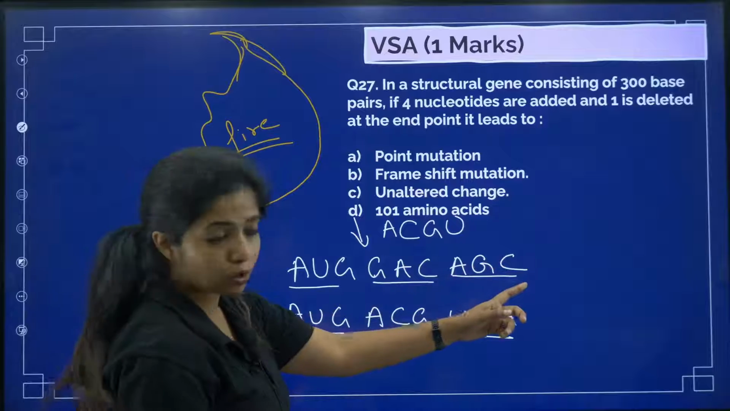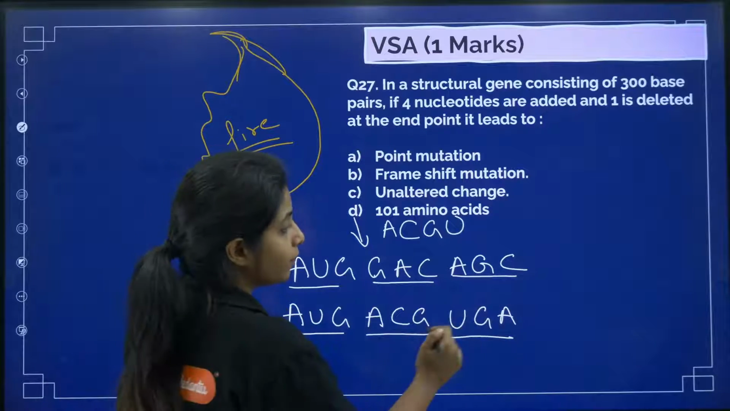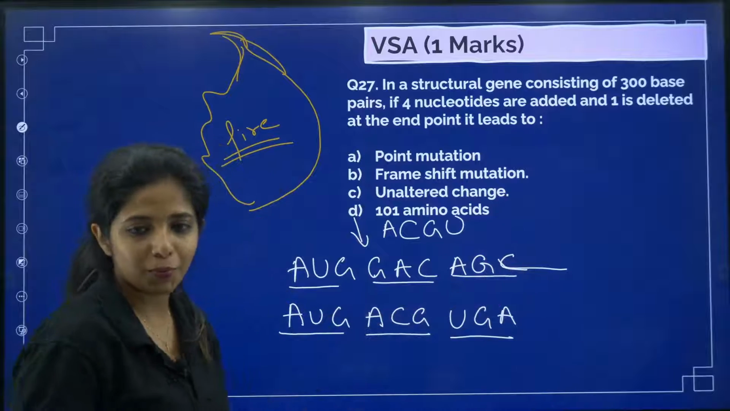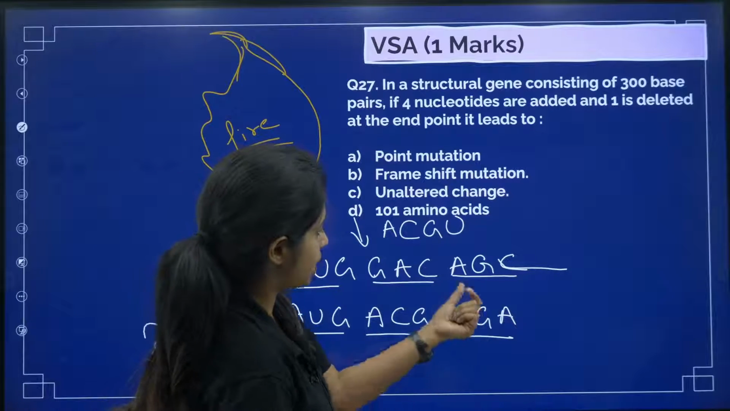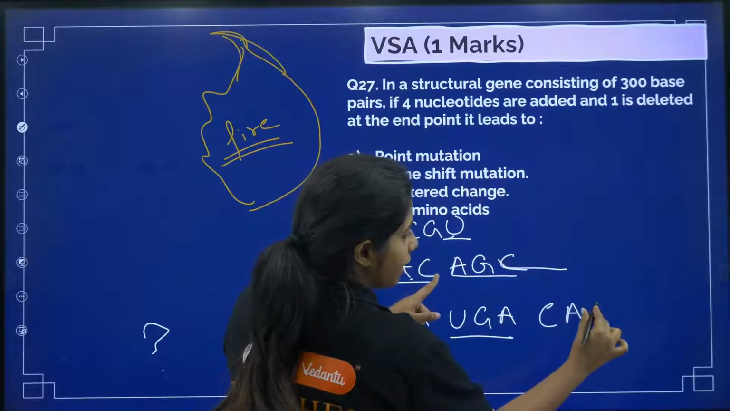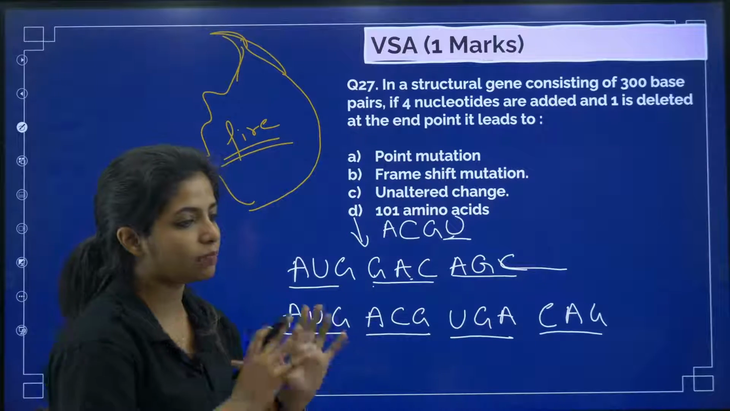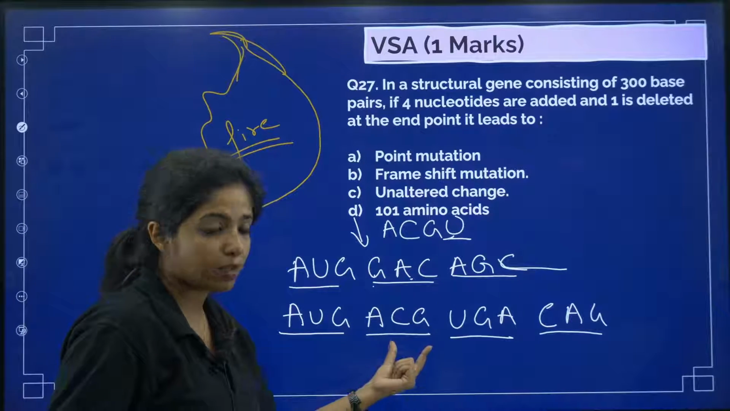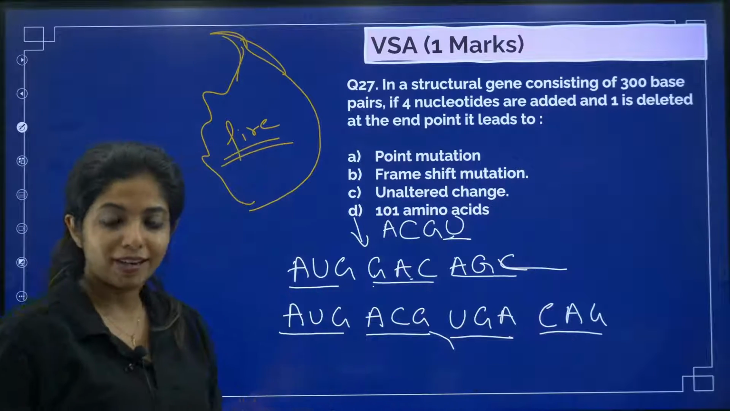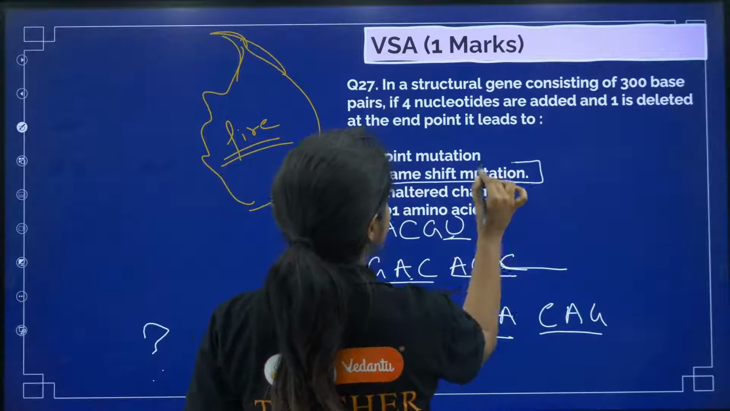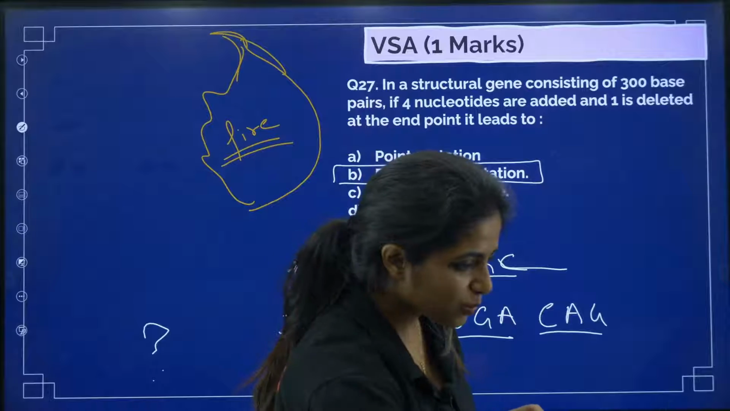And at the end also, my dear children, what I am doing? I am deleting one thing. So basically it is UGA, then CAG. In overall sense, I am shifting my frame completely. So this was coding for amino acid, this is another amino acid, another amino acid, another amino acid. So totally protein itself is changed. This mutation is known as frame shift mutation. B. So who all got it?